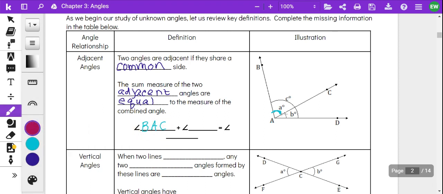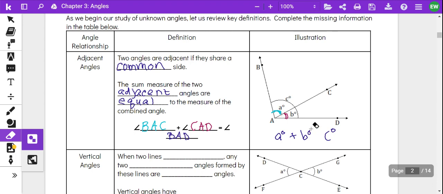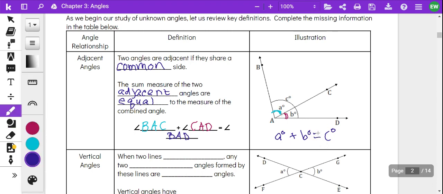We have this second angle here, the small angle B, which is formed by the points C, A, and D. And it's going to be equal, when we add those measures together, to the larger angle BAD. So the measure of A plus the measure of B is equal to the measure of C. Now it's not a Z, that should be an equal sign. Okay, you can pause and copy these if you need to.